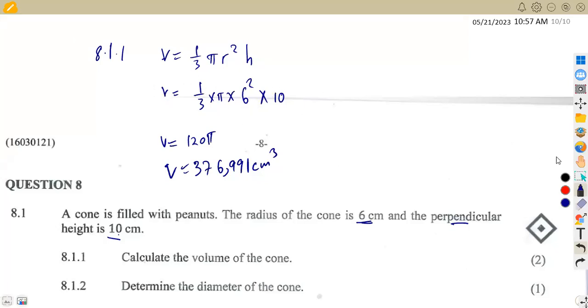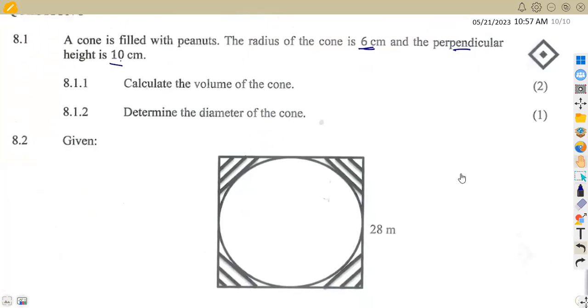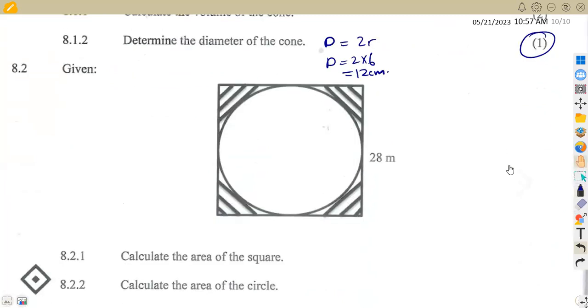All right, so that was the first part of question 8, 8.1.2. We are now given to determine the diameter of the cone. All right, so these are just questions to fill up the 100 marks, because here diameter, guys, is 2 times radius. Already you've got the radius here. The radius of the cone is 6. So our diameter is going to be 2 times 6, which is 12 centimeters. So take note also of the units. So that was just 1 mark there.